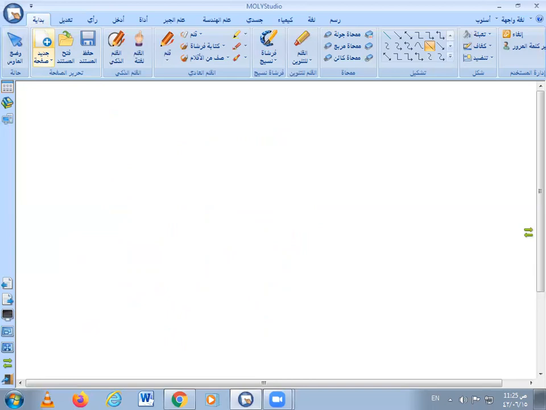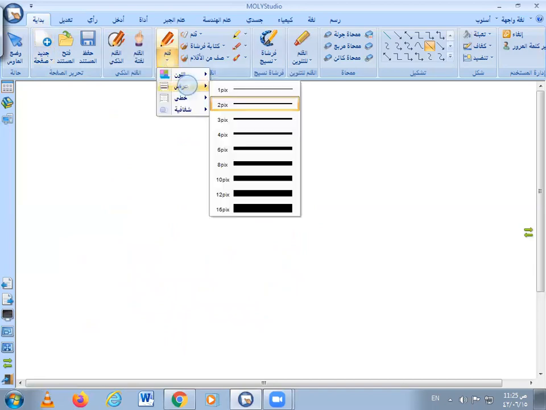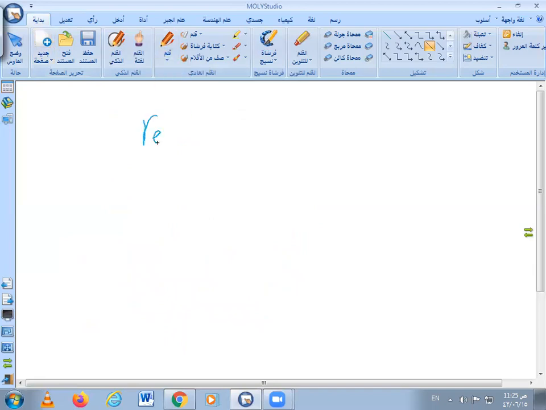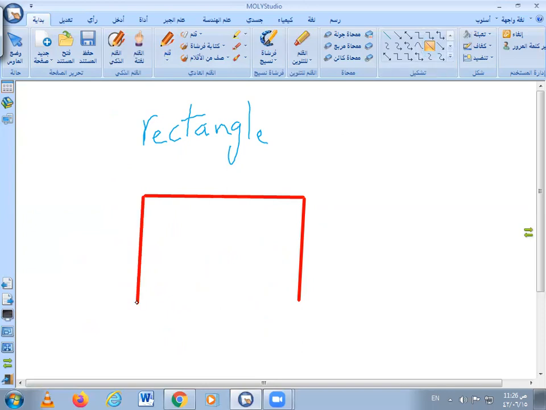As we said before, we have three special cases of the parallelogram. Why can we call them special cases? Because each one of them, or all of them, have the same properties as the parallelogram. The first shape is the rectangle. Each shape has a definition and properties. What is the definition of the rectangle?